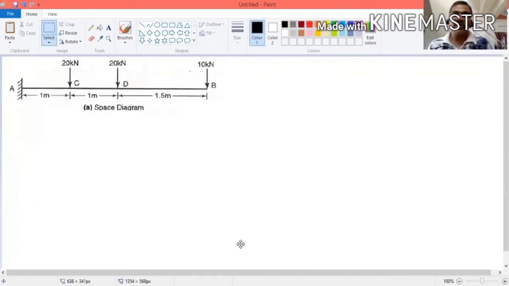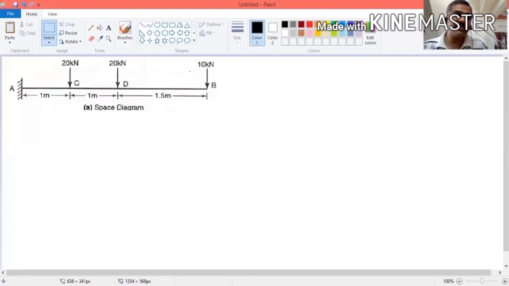Right. So our objective is to draw the shear force and bending moment. Already it is given in the question. You have to find the maximum. You have to draw the shear force as well as bending moment diagram. Right. Now I am going to draw the shear force diagram.